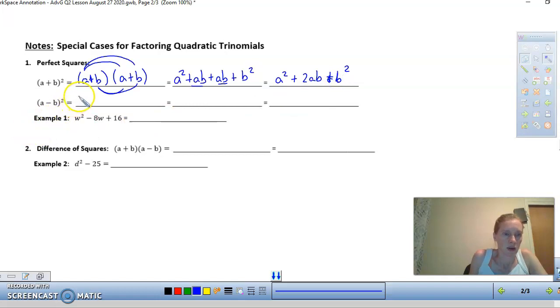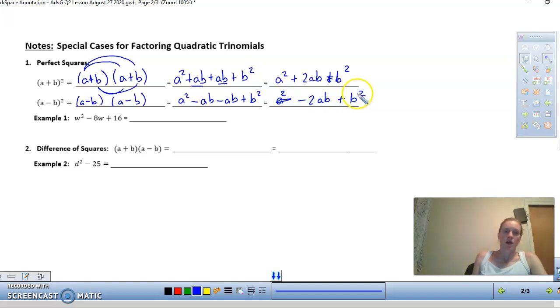Okay, same thing goes for here. So (a minus b) squared, and then you do need to FOIL. So you get a squared, and this time it's minus ab and minus ab, and then plus b squared because negative b times a negative b is a positive. Combine like terms, and that's minus 2ab plus b squared. Okay, so basically when you're factoring though, you're going to start with these guys and then factor it back to this form.